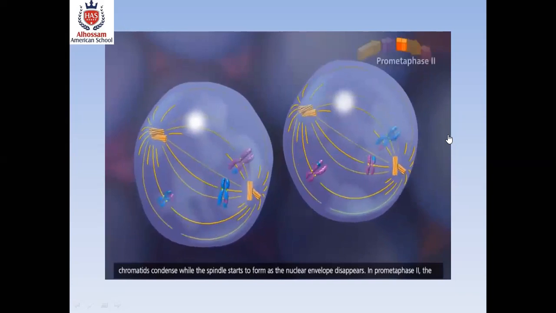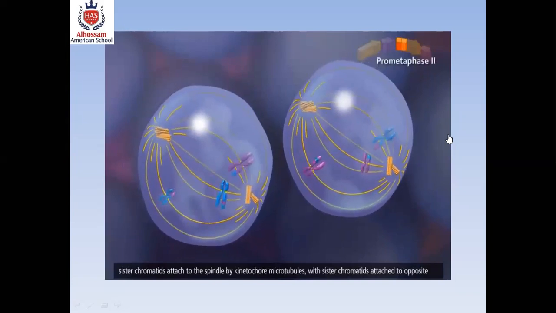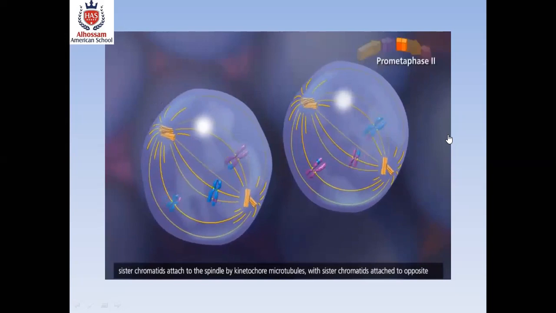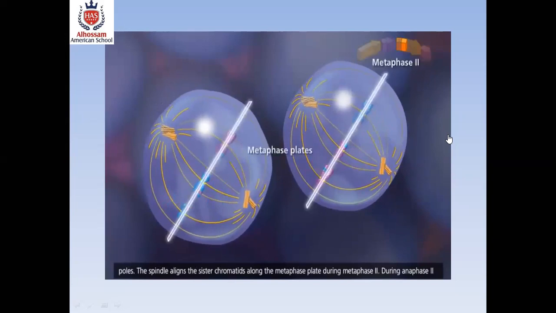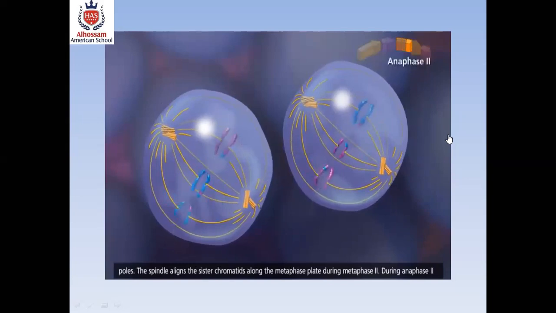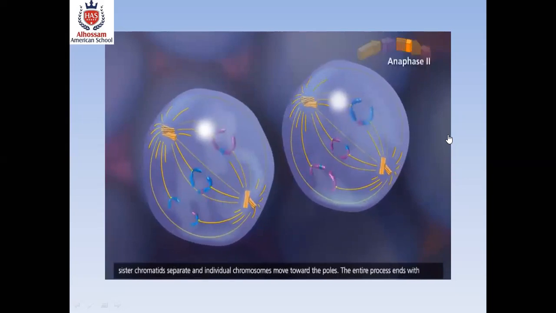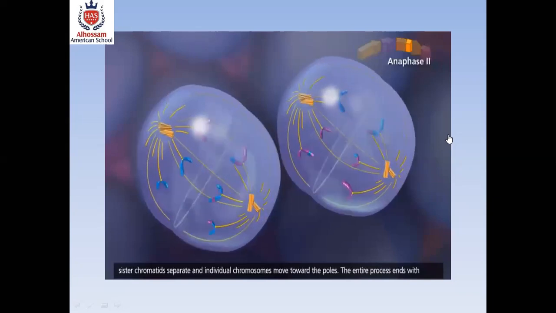In prometaphase 2, the sister chromatids attach to the spindle by kinetochore microtubules, with sister chromatids attached to opposite poles. The spindle aligns the sister chromatids along the metaphase plate during metaphase 2. During anaphase 2, sister chromatids separate and individual chromosomes move toward the poles.